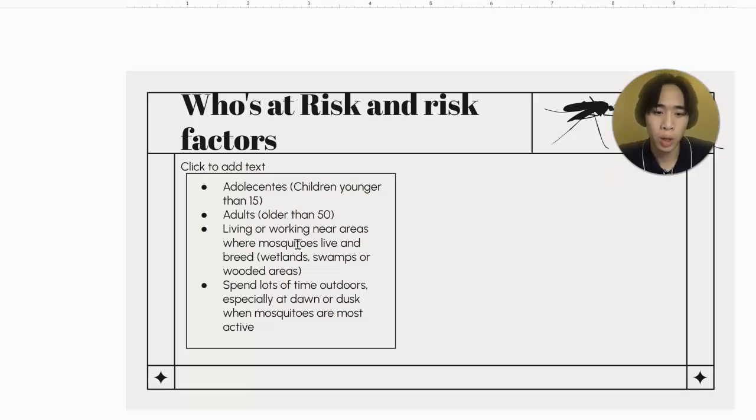Another group at risk is people spending lots of time outdoors, especially at dawn or dusk, when mosquitoes are most active. I didn't know that, and I'm glad now that I know, because I'm not going to go out at dawn or dusk when I'm camping or going out.